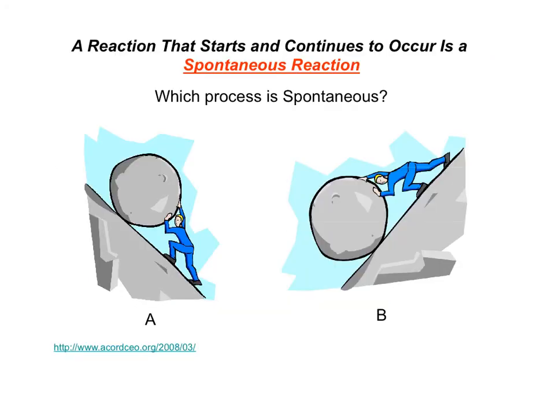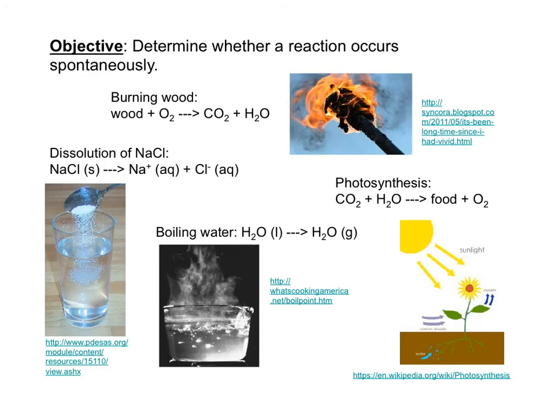We want to use thermodynamics to predict whether a reaction occurs, that is, whether it's spontaneous. So stop the video and identify which process is spontaneous. So the answer is B. Note that that rock spontaneously rolls down the hill. Now these are reactions you've seen before, so stop the video and identify which reaction occurs spontaneously. So here are the answers.